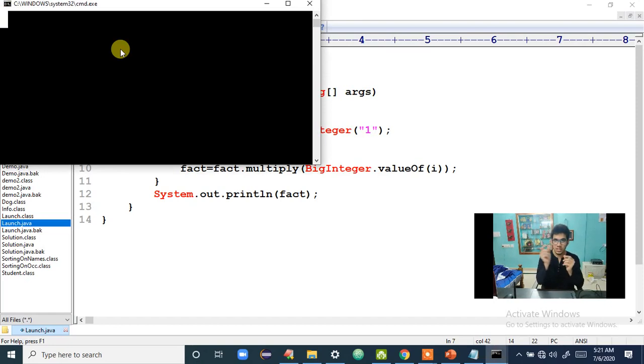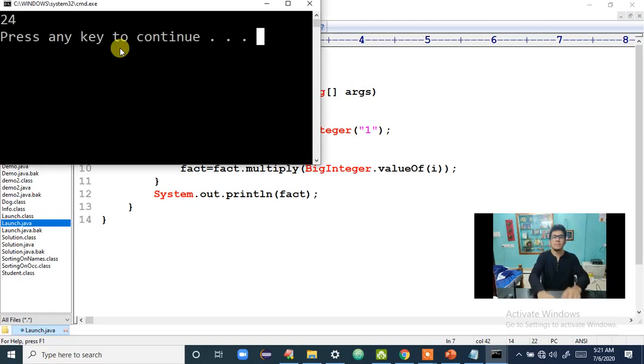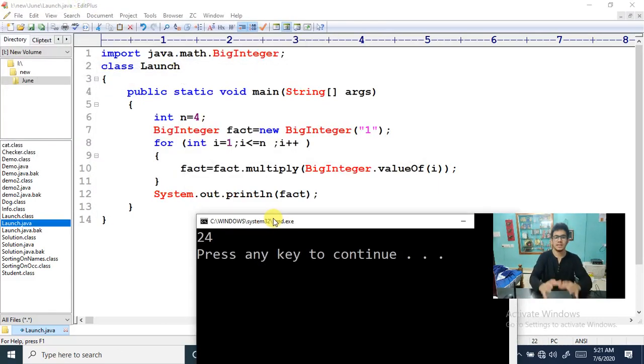Definitely my fact has to be 1 initially. Sum has to be 0, fact has to be 1. And if I tell 4 factorial, I'll be getting the same output, 24. Please take this screenshot also. Take this screenshot. Okay, so I hope you have taken the screenshot.